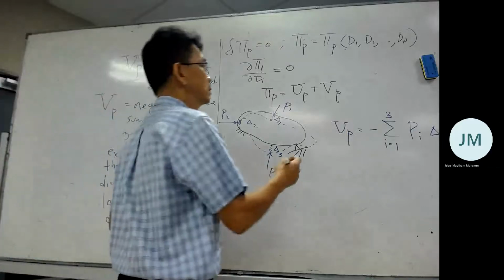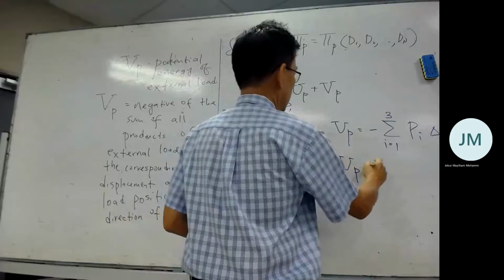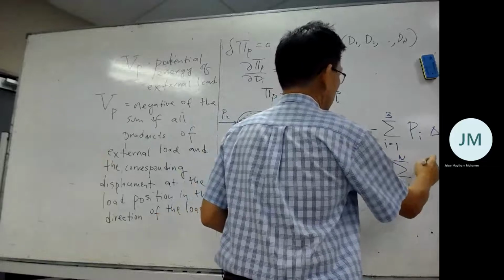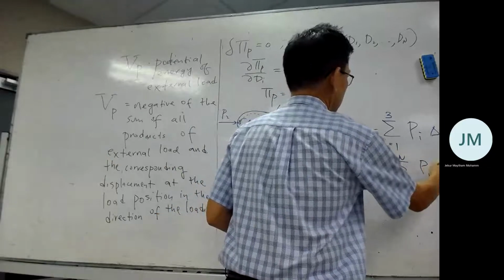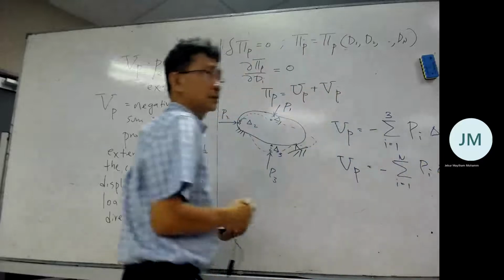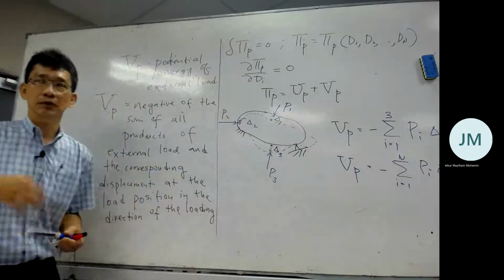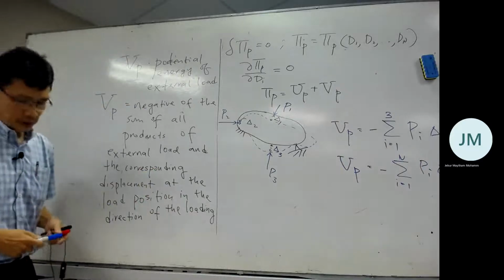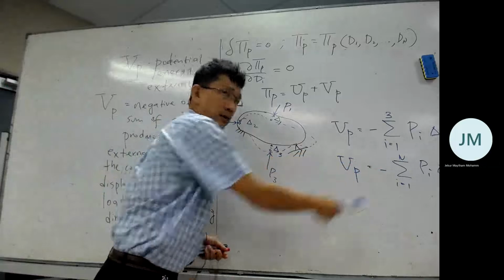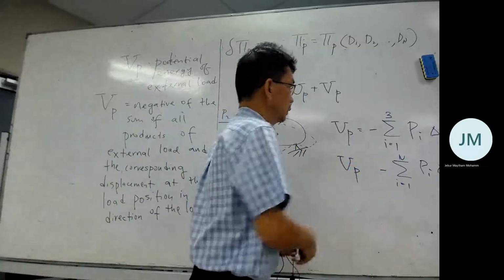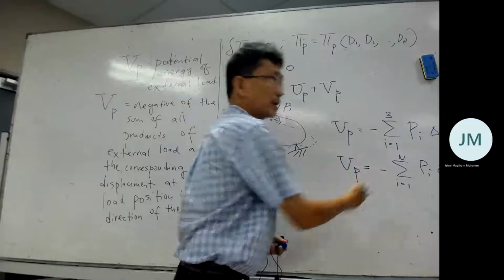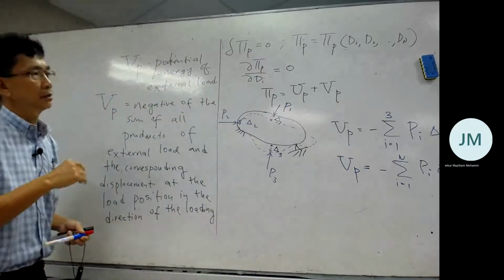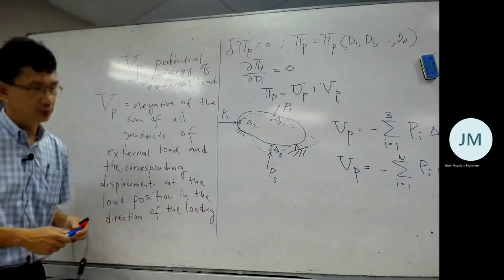So in general, VP is equal to negative sum from i equal to 1 to n of Pi delta i. Here n is equal to 3. If you have more than 3, then you have to add up again. The important thing is there must be a negative here. Then this is for point load.